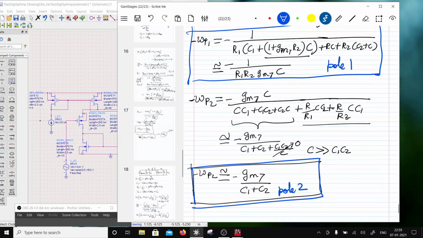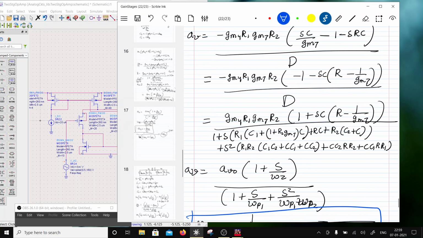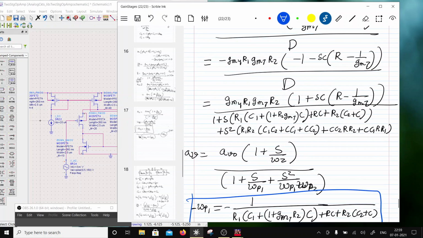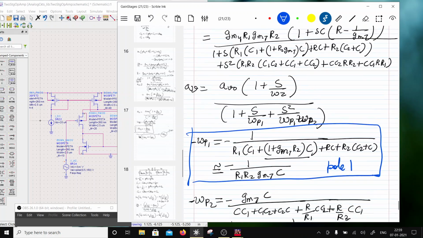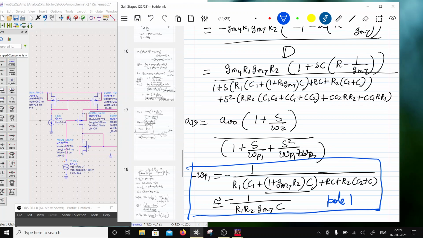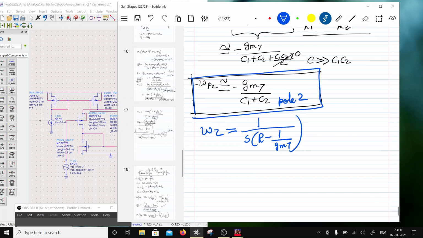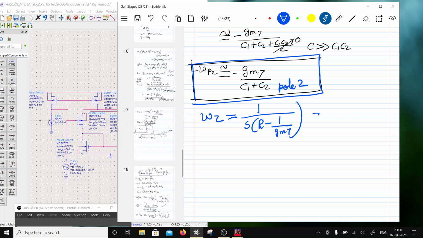Now what about the 0? The 0 is going to be, okay, so in this case it will be S over this, so 1 over that. So the right hand side 0 will be equal to 1 over, this is simplified over here, 1 over S times of R minus 1 over gm7. Okay, so this is my 0.